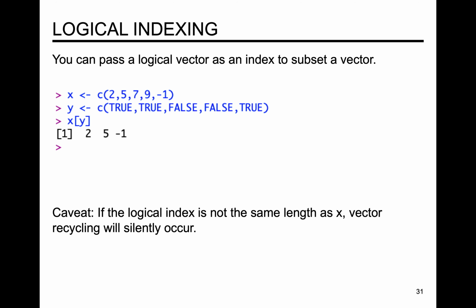Now I want to talk about logical indexing, which is an extremely important concept because it can make your code much faster and more scalable in various situations. But the idea is that you pass a logical vector as an index to subset another vector. Let's look at an example. So first I create a vector x containing the elements 2, 5, 7, 9, and minus 1. So the length of the vector x is 5.